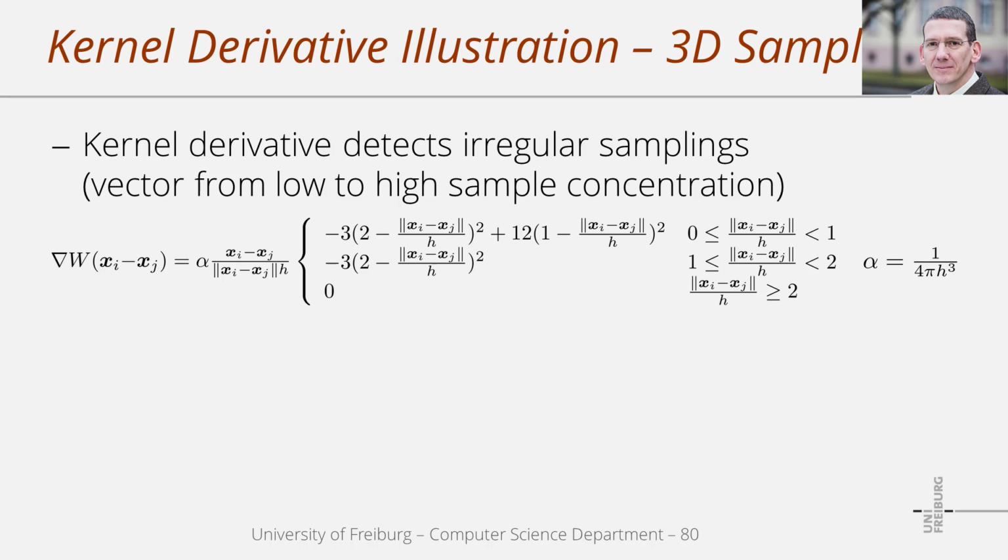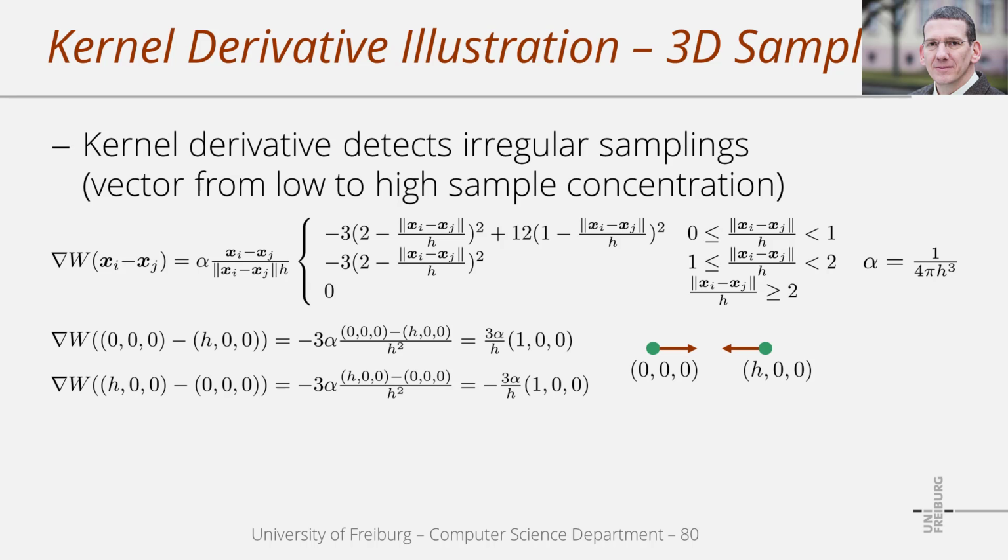Now here on this last slide, I'd like to discuss another practically relevant property of the kernel gradient, namely the fact that sums over kernel gradients can not only be used to approximate the derivative of some quantity, but they can also be used to detect irregular samplings. In particular, sums over kernel gradients result in vectors that point from low to high sample concentrations. Here we have the gradient of the cubic spline kernel, and we have an example with two 3D particles with a distance of h. We see that the kernel gradients at the particles point towards each other.